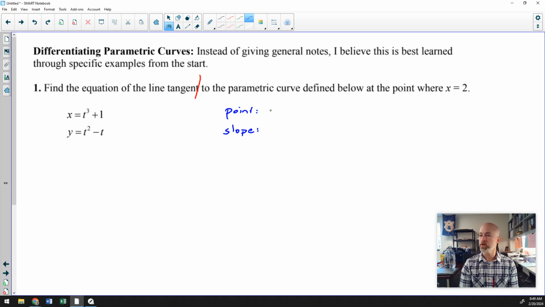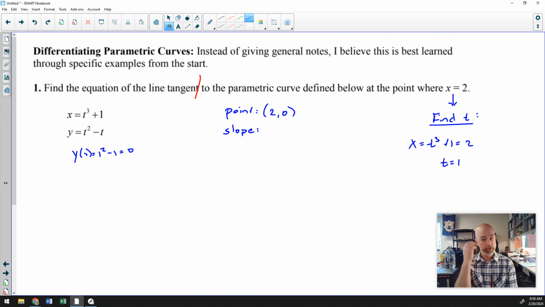See, we are concerned when x is equal to 2. So I know my x coordinate of my point is 2. My slope, I'm going to get to that in a second. To get my y coordinate, well, y is t squared minus t, but I have x equals 2. I need to find my t that gives me the x coordinate of 2. And so I will simply take that x coordinate, which is t cubed plus 1, and set that equal to 2. You solve that, and we get t is equal to 1. And so I have my t value. Now my y coordinate at time 1 is going to be 1 squared minus 1, which is 0. So I finally have my ordered pair (2, 0).